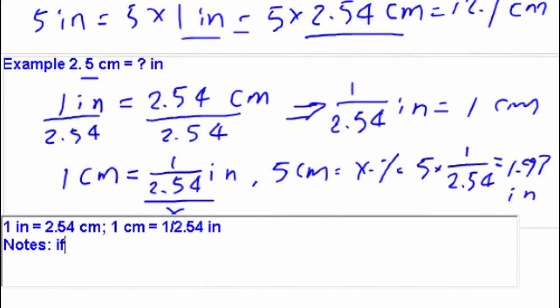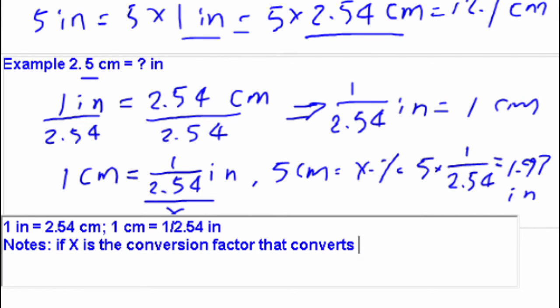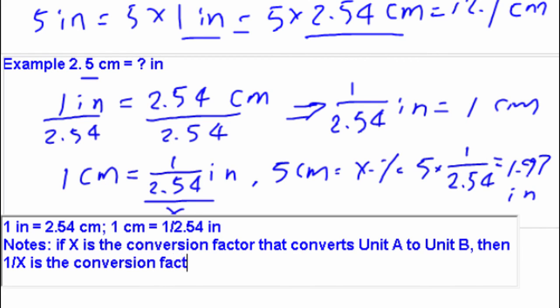Basically, if x is the conversion factor that converts unit A to unit B, then the reciprocal of x, basically 1 divided by x, is going to be the conversion factor that converts unit B to unit A. Pretty cool, huh?